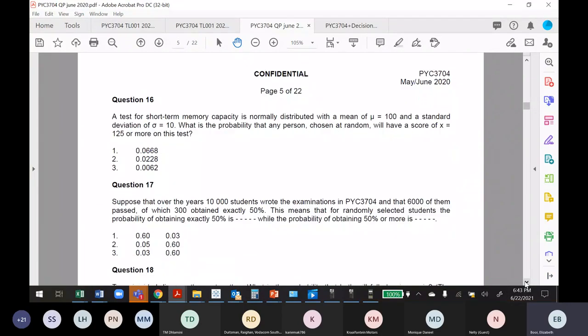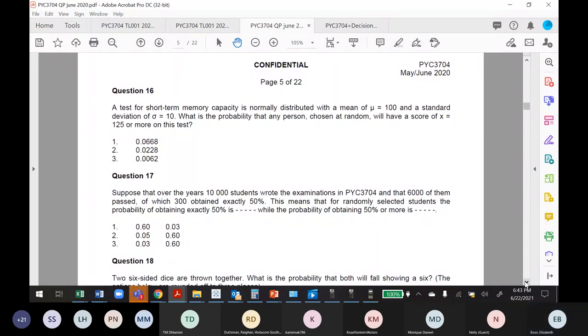Now, a test for short-term memory capacity is normally distributed with a mean of 100 and a standard deviation of 10. What is the probability that a person chosen at random will have a score of X more than?